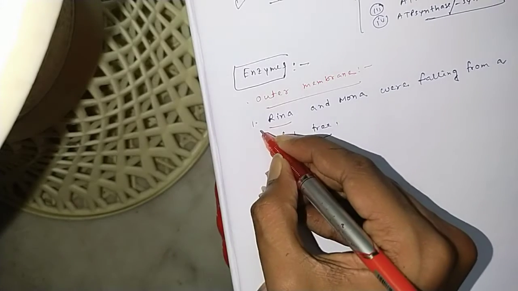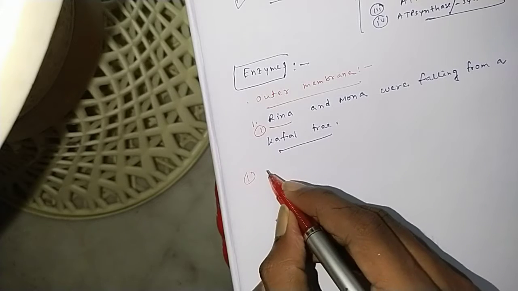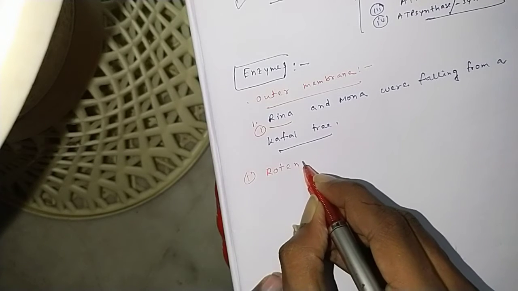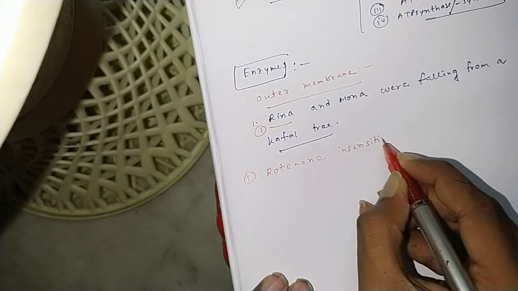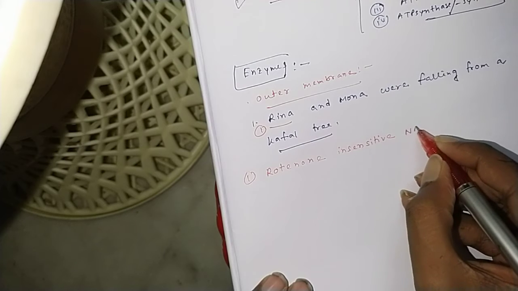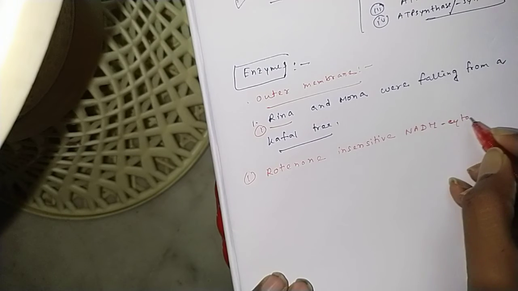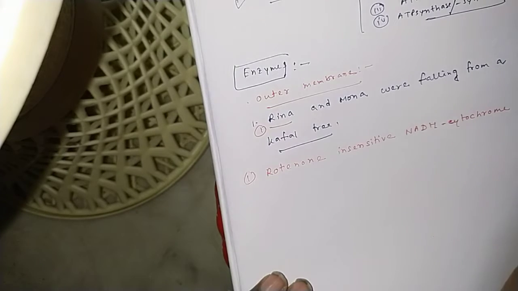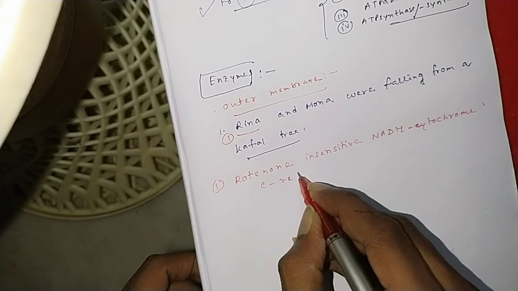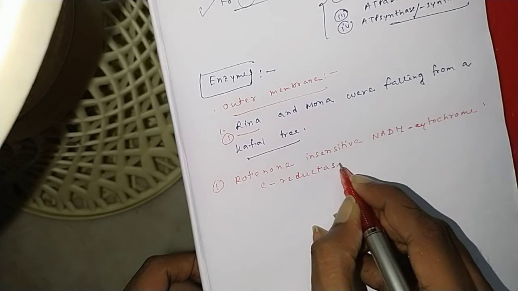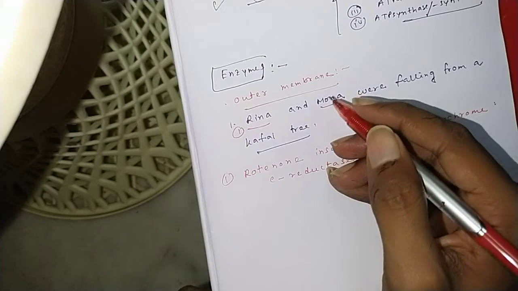So first of all, R is the first enzyme. Rina is the first enzyme. So it means rotenone insensitive NADH cytochrome C reductase.